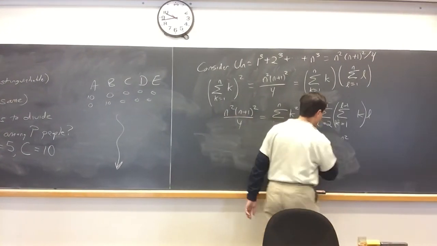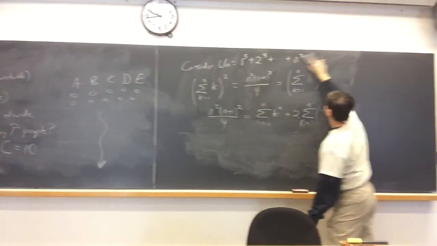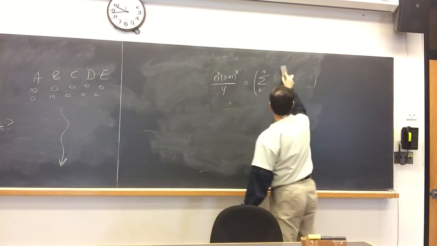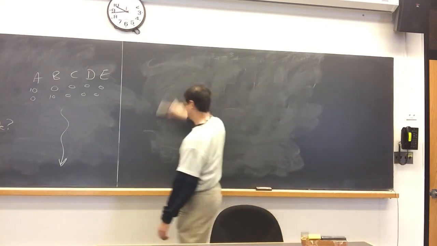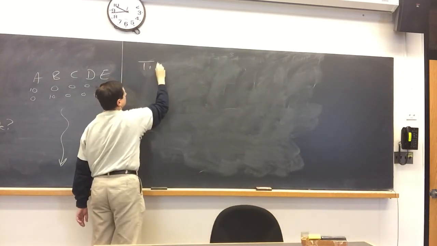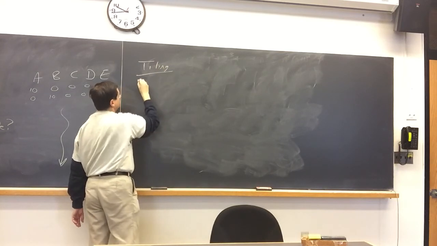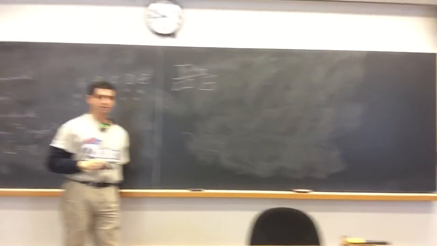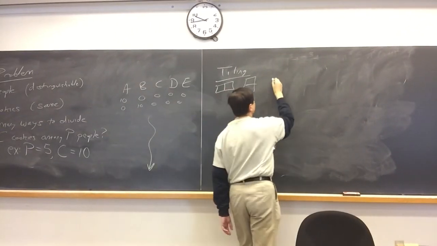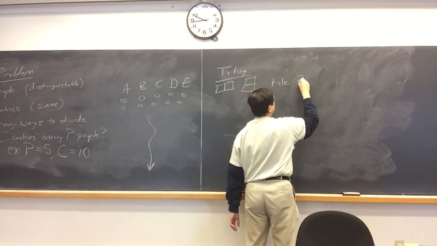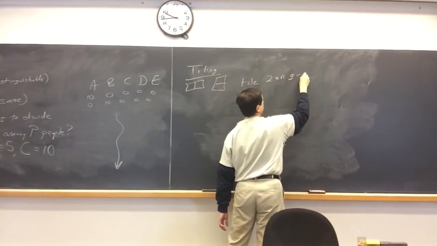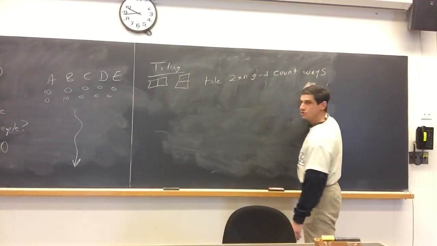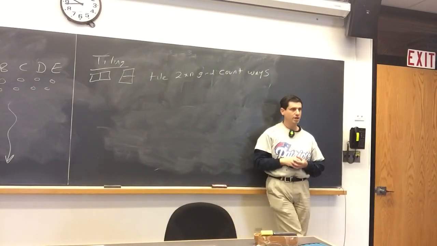So there's so much wonderful stuff to do. So let's do a tiling problem. So we have 2x1 blocks. And the goal is to tile a 2x(n) grid. Count the ways. So how many ways can we tile a 2x(n) grid?